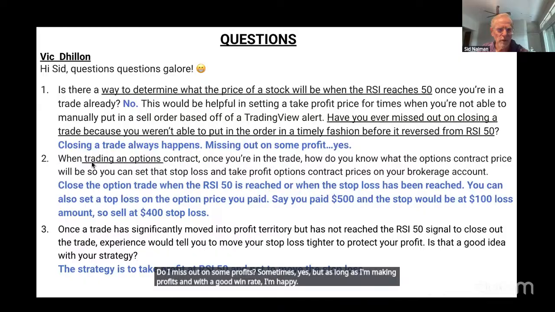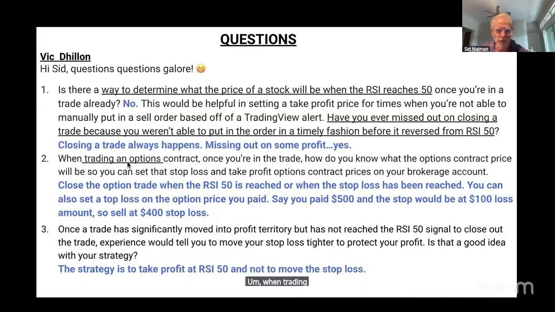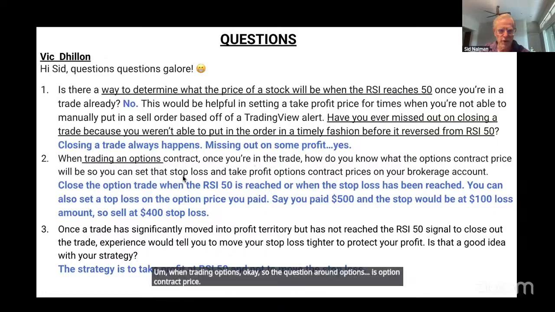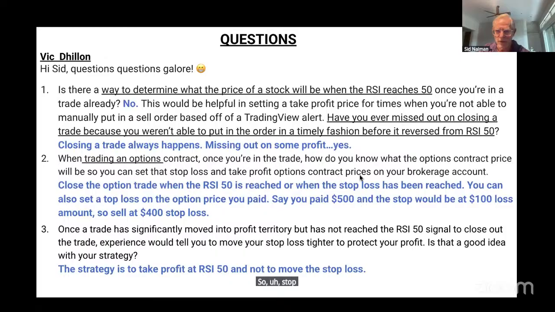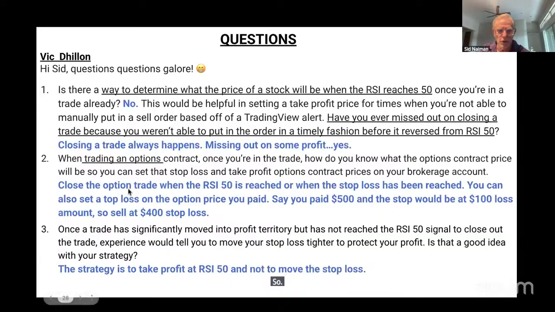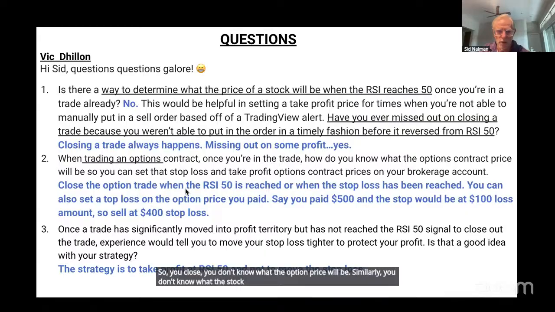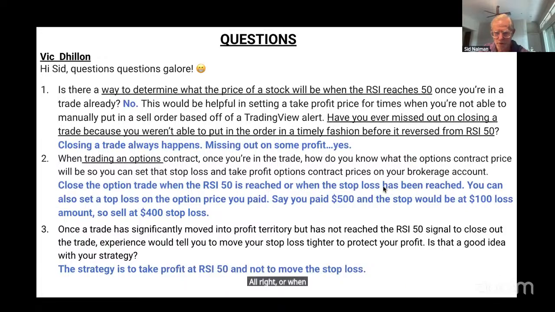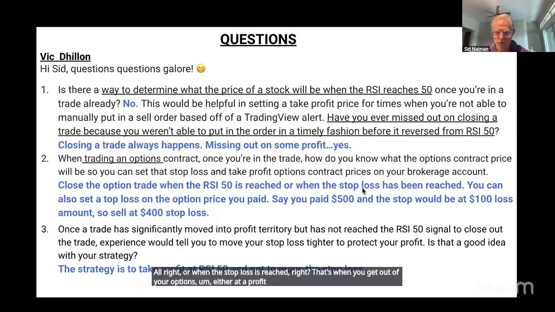When trading options, okay, so the question around options is about the option contract price: stop loss and take profit option contract prices on your brokerage account. You don't know what the option price will be when you close. Similarly, you don't know what the stock price will be. But when you hit the RSI 50, or when the stop loss is reached, that's when you get out of your options, either at a profit at RSI 50 or at the stop loss.